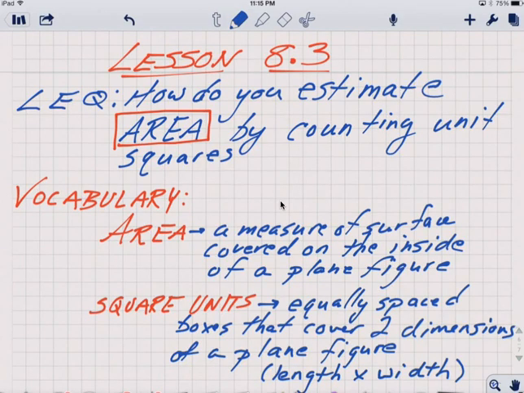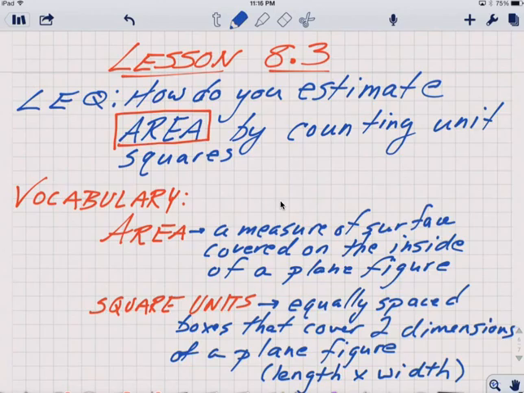Alright, boys and girls, today is lesson 8.3. Our essential question for today is: how do you estimate area by counting unit squares? This is something you guys have done for years and years through elementary school. We're just going to make it a little bit harder this year by making things a little more complex with the shapes that you're finding the area of.